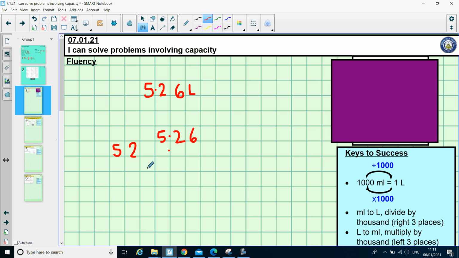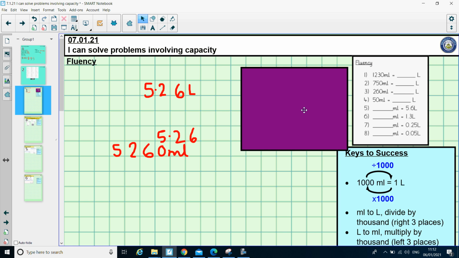I do the same with the 2. I do the same with the 6. And then I'm going to need a placeholder here before my decimal point. So 5.26 litres is the same as 5,260 millilitres. So this is really similar to what you were doing yesterday, converting between grams and kilograms.